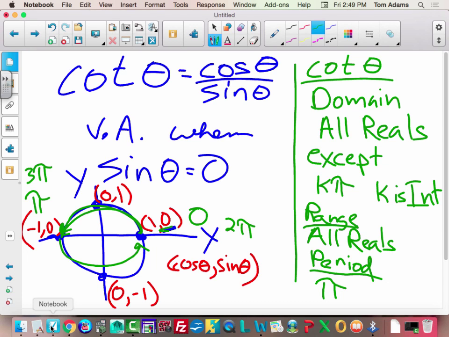Because here we have a value of 0. Here we have a value of 0. When does that start over? Here, here, here. And what's the distance between those two? Pi.